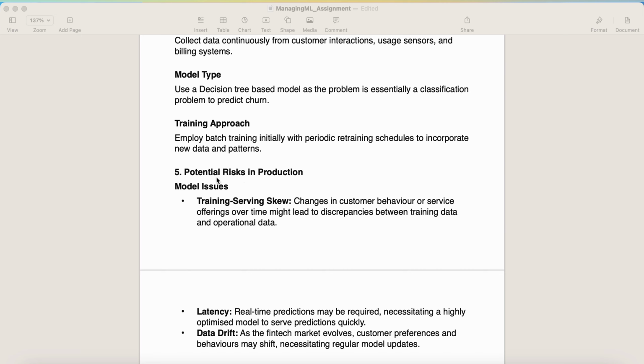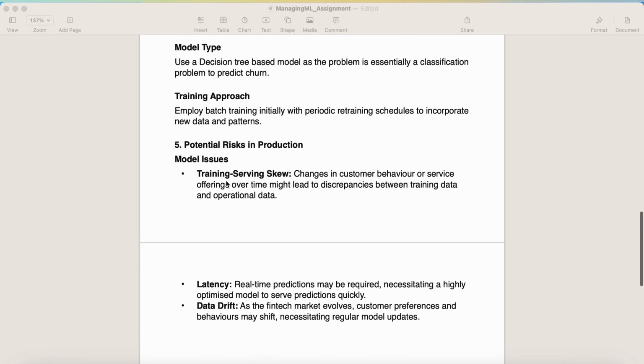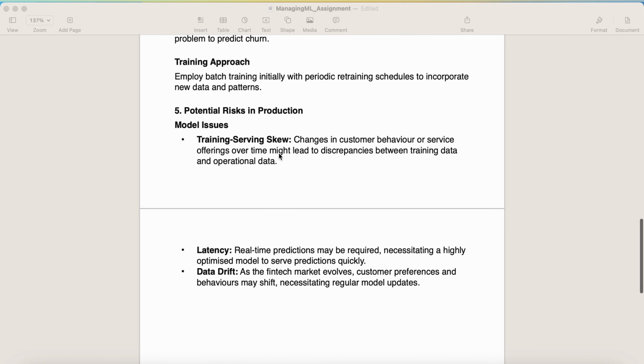And what kind of potential risks can come in production? First, the training serving skew. Changes in customer behavior or service offerings over time might lead to discrepancies between training data and operational data. That's a given. With time, customer behavior tends to change. The service expectations and offerings that we have will also change. So that's one of the training serving skews that we can have.